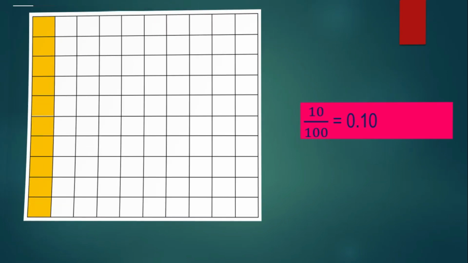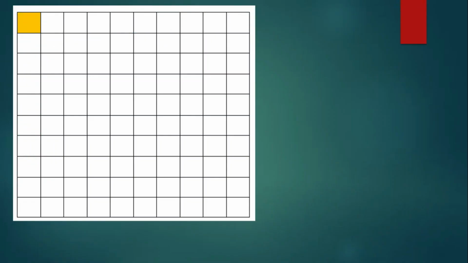Okay. Now next we have only a single square out of the given 100 squares colored over here. So this is a small one square. What will be the decimal form? Yes children, in decimal form we write it as 0.01. This is to be written at the 100th place.